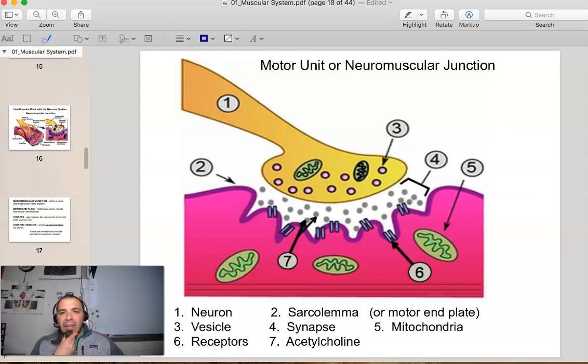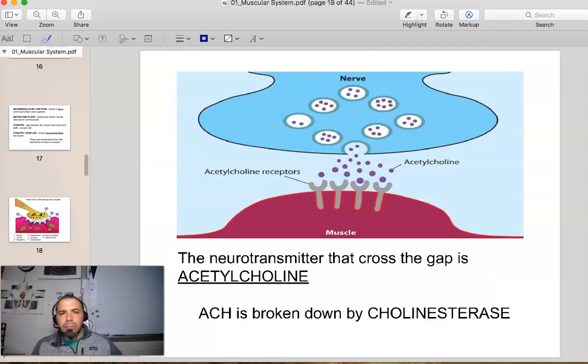And so what I'm probably going to have you do in class is draw this and label it. 1 is the neuron, 2 is the sarcolemma, or the motor end plate. 3 are vesicles. 4 is the synapse. 5 is mitochondria. 6 is receptor, and 7 is acetylcholine. And acetylcholine is the name of that neurotransmitter which causes the contraction. So I would pause the video and draw this.